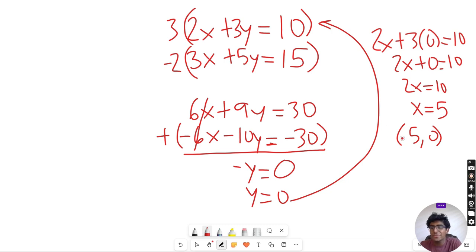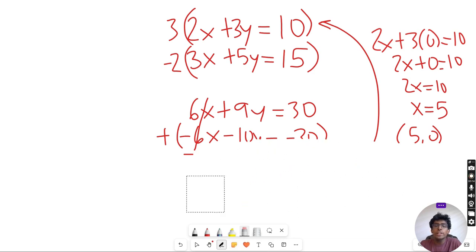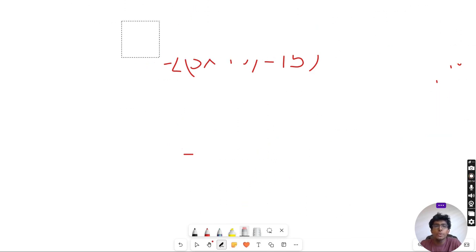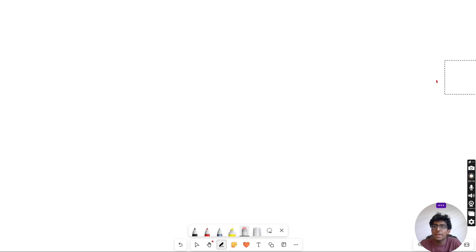Not intentional at all to get the same solution. I just was trying to illustrate to you guys that sometimes you might need to multiply both equations by a certain number to eliminate easily. All right. Let's quickly do a substitution problem, and hopefully we do one where the solution is not the same as these last two problems.